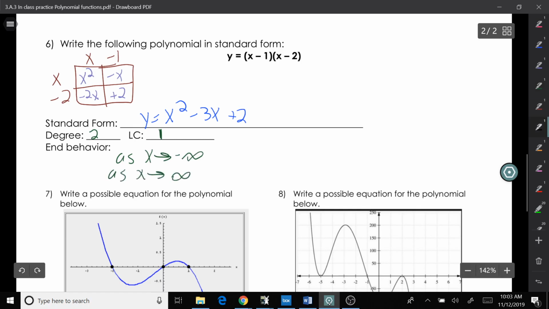So the left side is going to go up, and the right side will also go up. Because our leading coefficient is positive and our degree is even, that means that the ends are going to go in the same direction. This leading coefficient of 1 means that that direction will be going up, or in the positive direction.